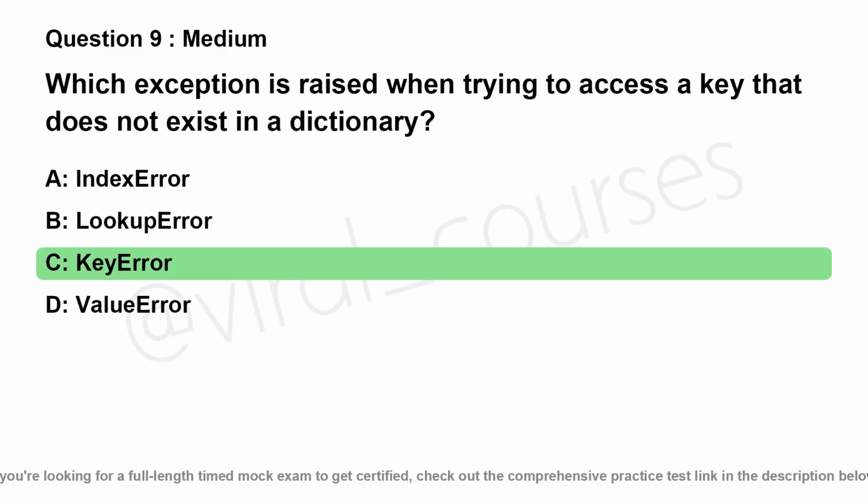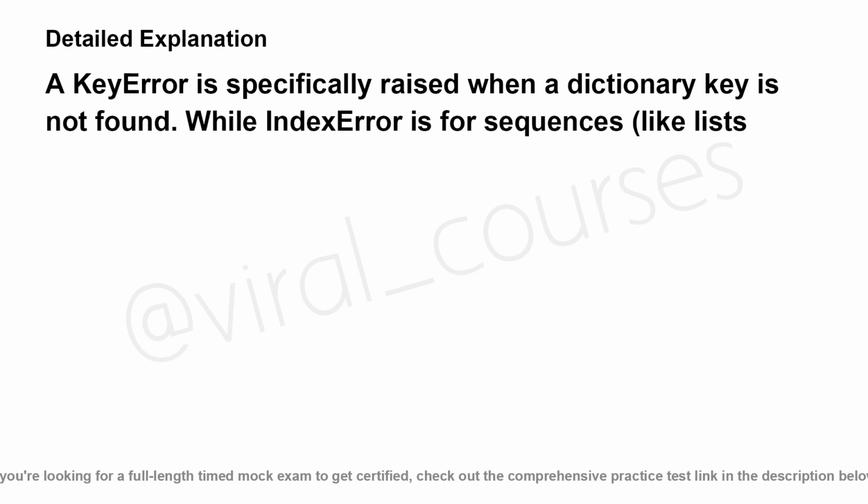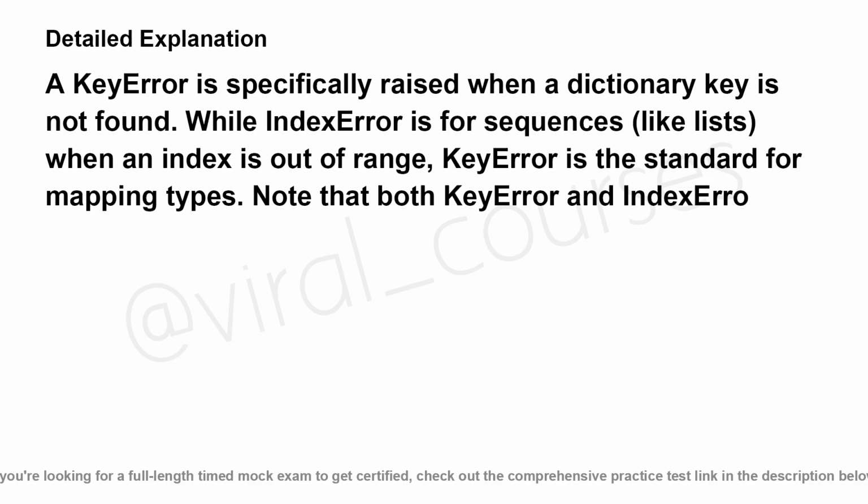The correct answer is C. A KeyError is specifically raised when a dictionary key is not found, while IndexError is for sequences, like lists, when an index is out of range. KeyError is the standard for mapping types. Note that both KeyError and IndexError inherit from LookupError.